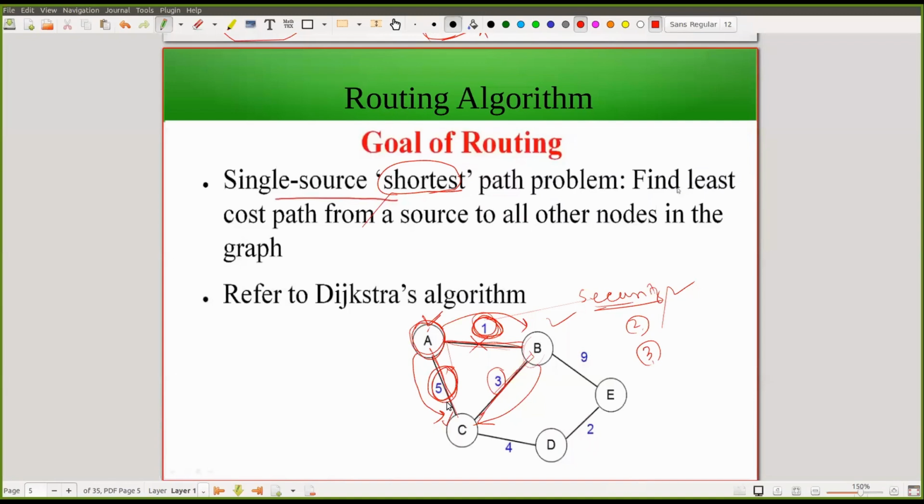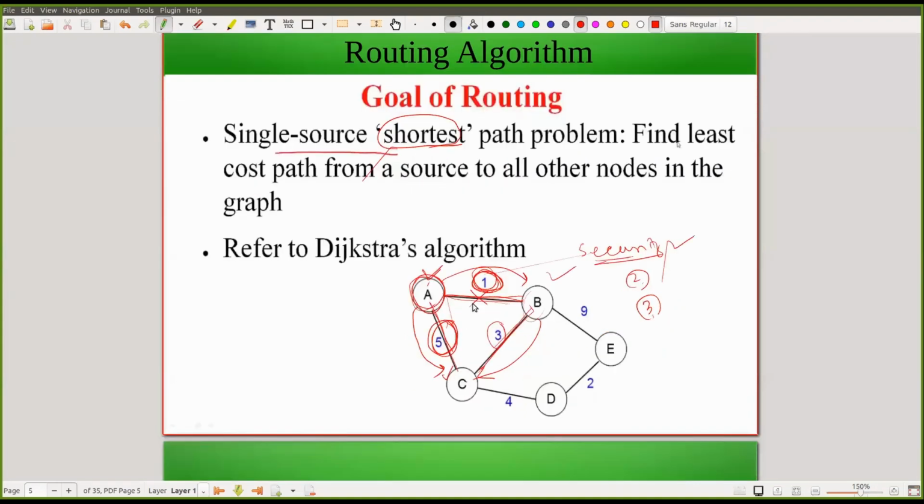As far as building the routing table by the routing algorithm, you already know there is a very popular algorithm called Dijkstra's algorithm, by which you can get the shortest path from a particular node to another node. This algorithm is used by the routing algorithm to find the shortest path from one end to the other end. That is the basic goal of the routing algorithm.